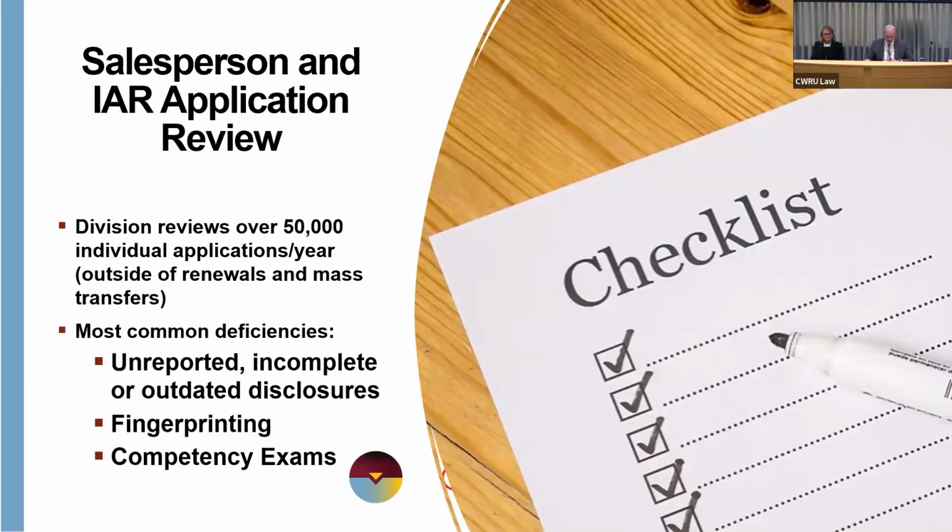Okay, so staying for a moment on our salesperson and IARD application reviews, we review over 50,000 applications a year. The most common deficiencies listed here have to do with incomplete or outdated disclosures, fingerprinting, and competency exams.